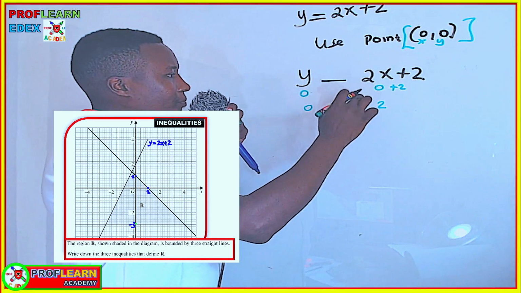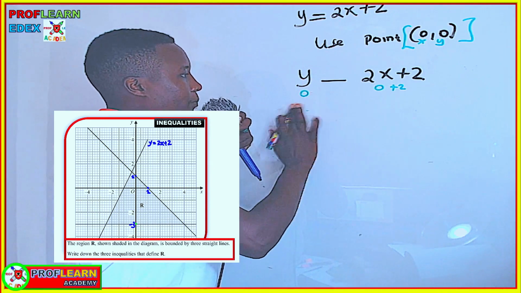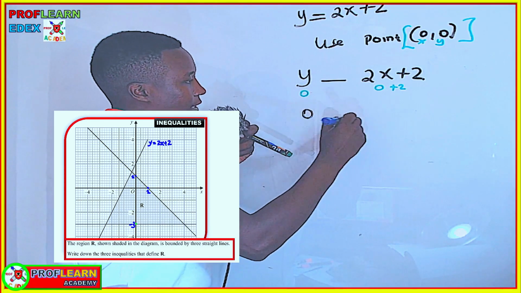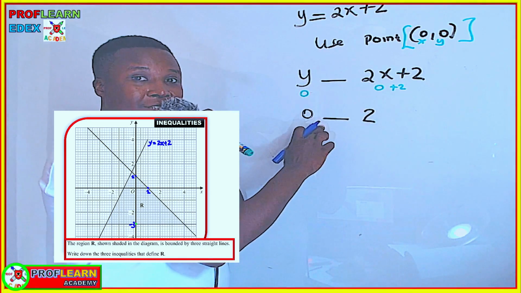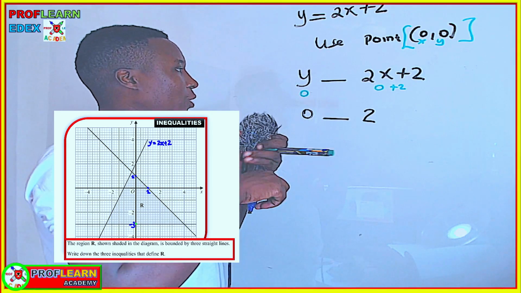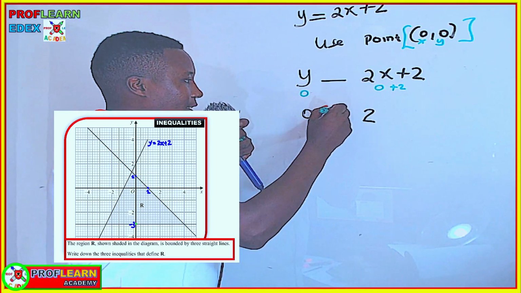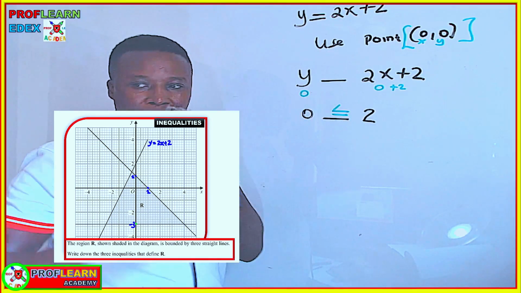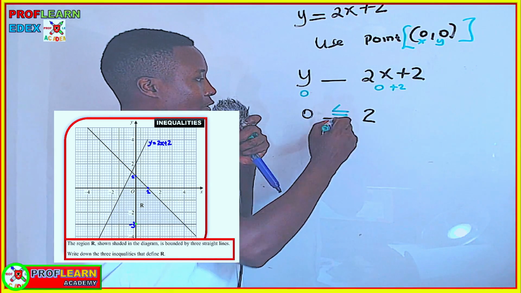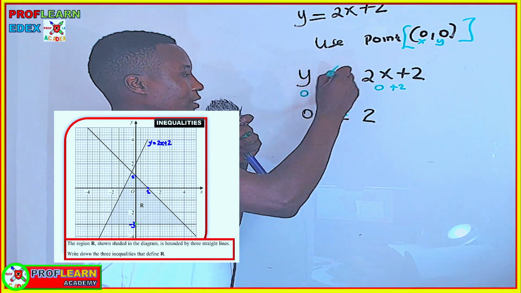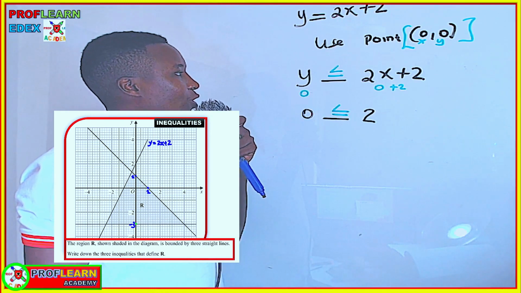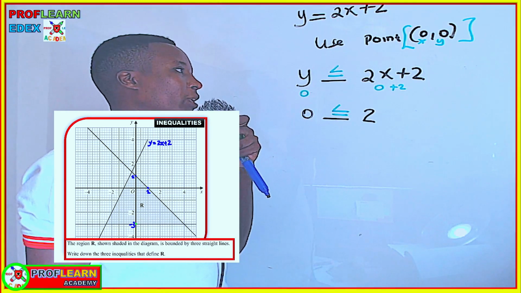So this is how we're going to write this: 0 dash 2. Is 0 greater than 2 or less than 2? Less than, right? So the inequality we have to put here is that 0 is less than or equal to, because this line is actually continuous. If you look at it, it is a continuous line, so we are going to have the equality part of it. So the inequality for that particular equation is y is less than or equal to 2x plus 2.